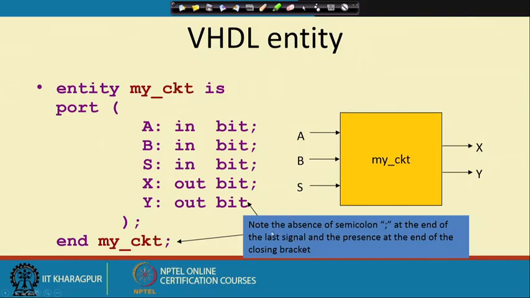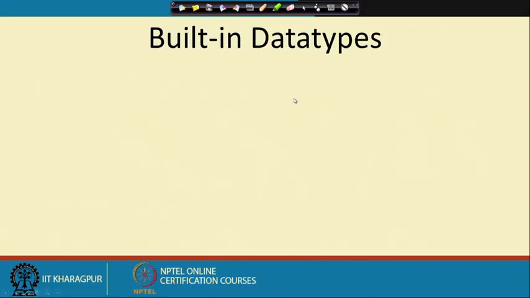As far as the syntax is concerned, there is a small observation: on the last port, the last signal, we do not have the semicolon. The semicolon is put at the end of the circuit description, after the closing bracket. So, it is as if this semicolon is taken from here and put at the end of the closing bracket. This way we can define a VHDL entity.